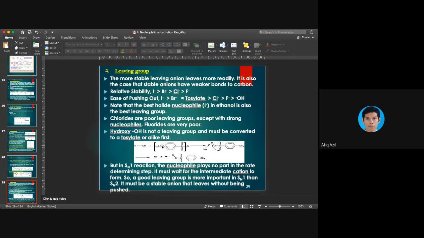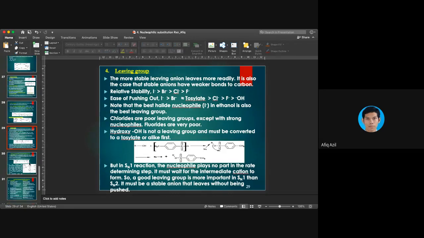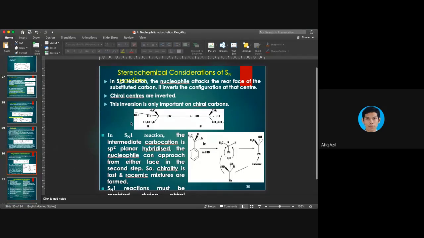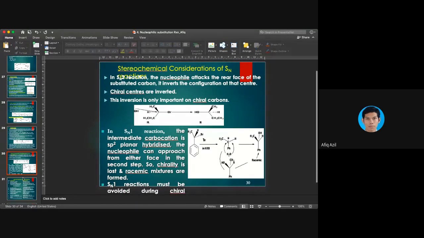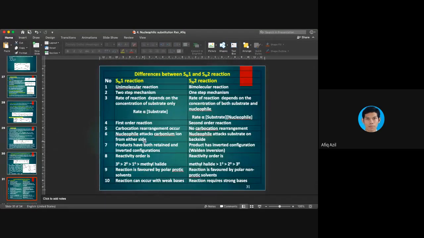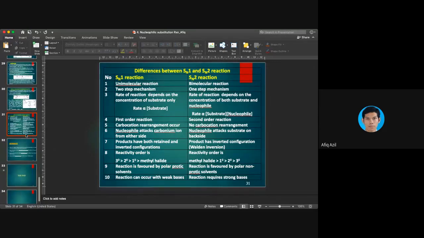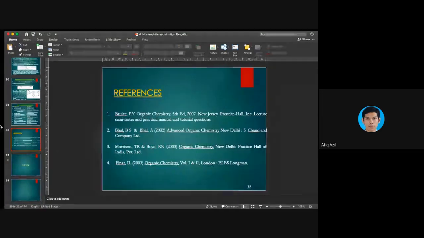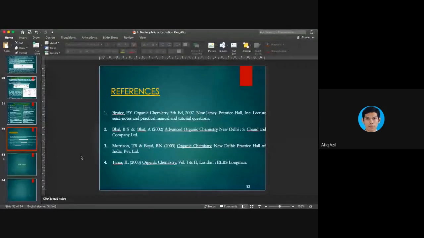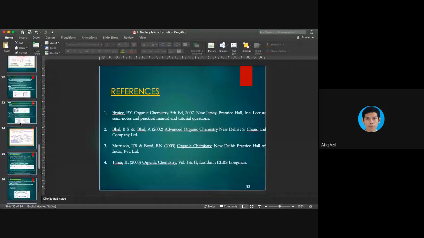Okay, and this one you can read. Stereochemical consideration, and then this is the comparison. Okay, that is all for unit 4.